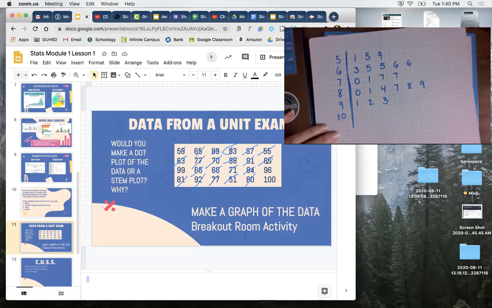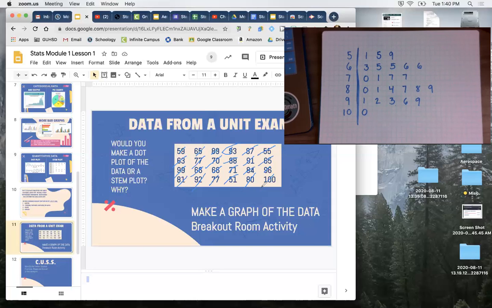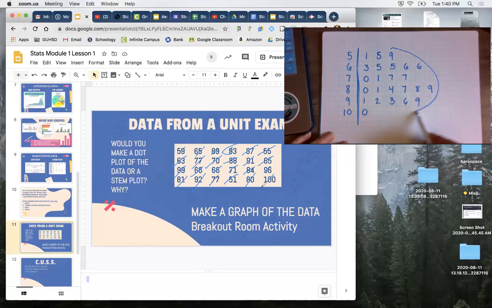I have a 96 right there, and I have a 99 right there. My last value is 100. It's always nice, and that would look like this, 10 and then a 0, 100. So that's my stem plot right there. When we talk about this, this definitely has, like, if I draw around it.